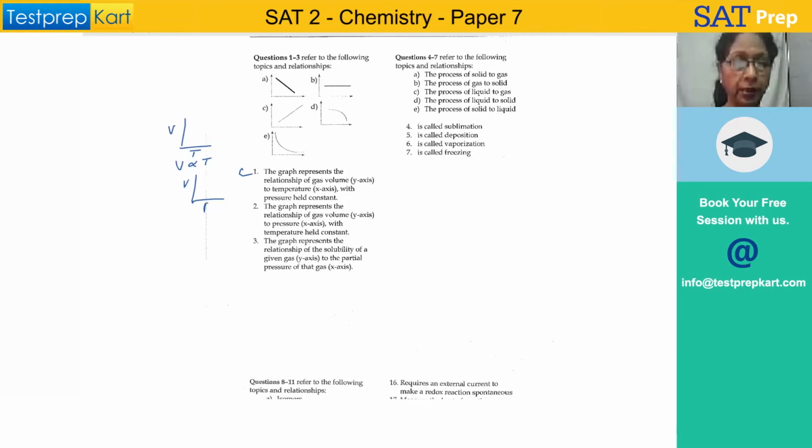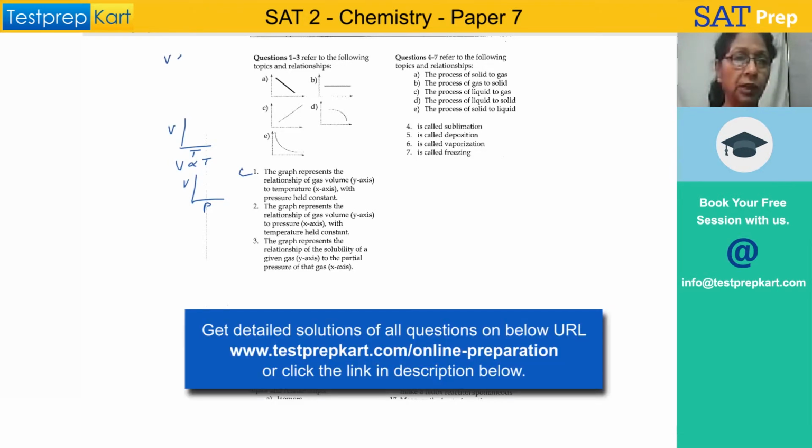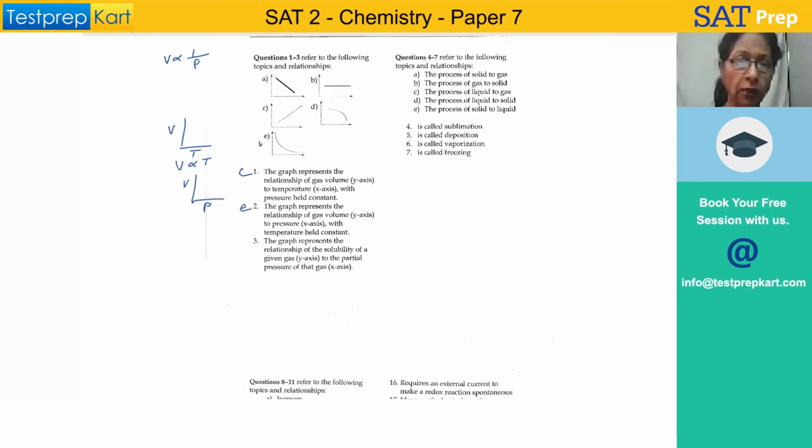Second question, the graph represents the relationship of volume on y-axis, pressure on x-axis with temperature constant. So when temperature is constant, then volume and pressure are inversely proportional to each other. More the volume, less is the pressure. Less the volume, more is the pressure. So the answer will be E. You have a hyperbola, because you can see as volume decreases, pressure increases. So this is E.